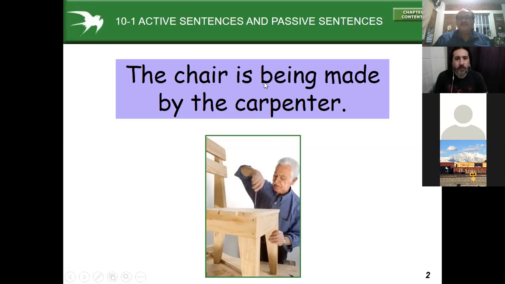Now, if we put this sentence into active voice, it will be: the carpenter is making the chair. Making, haciendo. Exactly. The carpenter is making the chair. This is just for you to start getting into that topic.